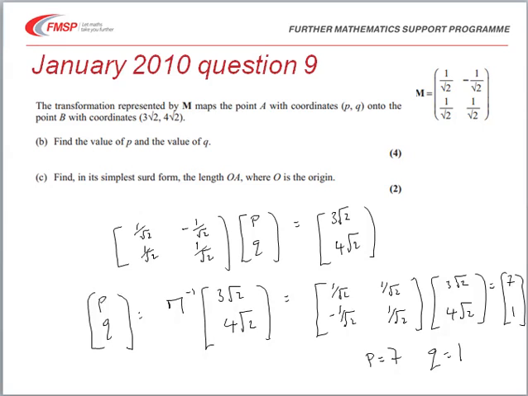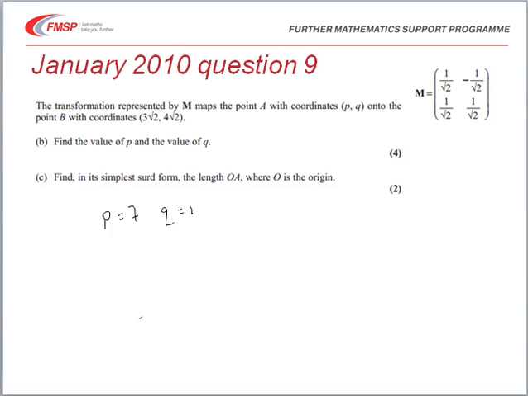With the second method, the marking is similar: M1, A1 for getting to the point where we've got the inverse matrix multiplied by the vector for B, M1 A1 for the inverse matrix, and then multiplying it by the vector for B is A1, and finally an A1 mark for getting p equal to 7 and q is equal to 1.